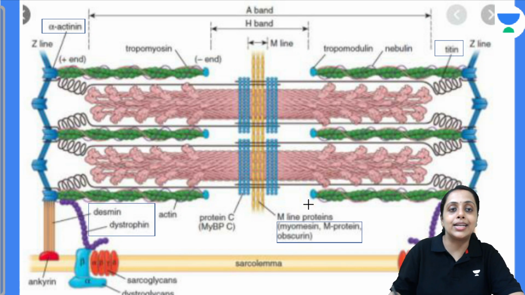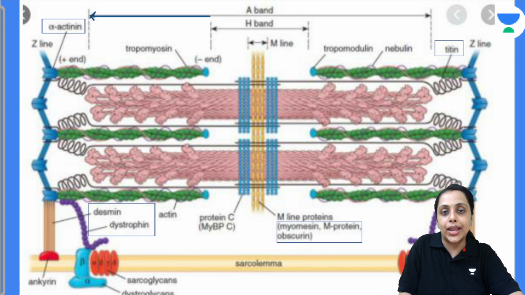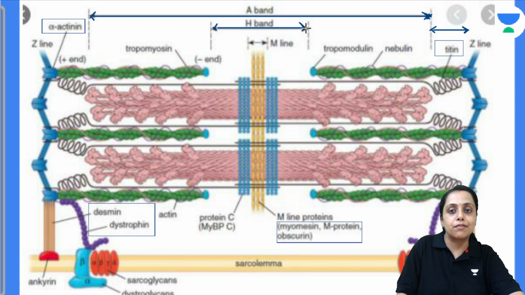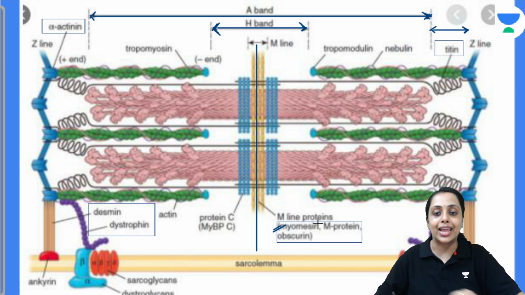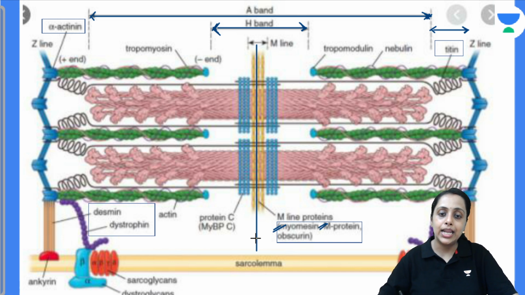So see, this is the detailed diagram. This is our A band, which consists of thick filament, myosin filament. It is the dark band. This is our I band, which consists of thin filament only. This is our H band. It is a portion of A band which is not overlapped by actin filament. This is our M line. In the M line, we have M line proteins like myomesin, M protein or obscurin.